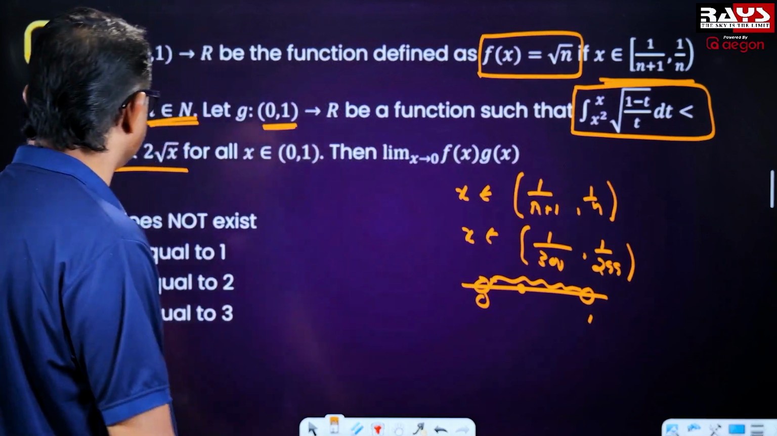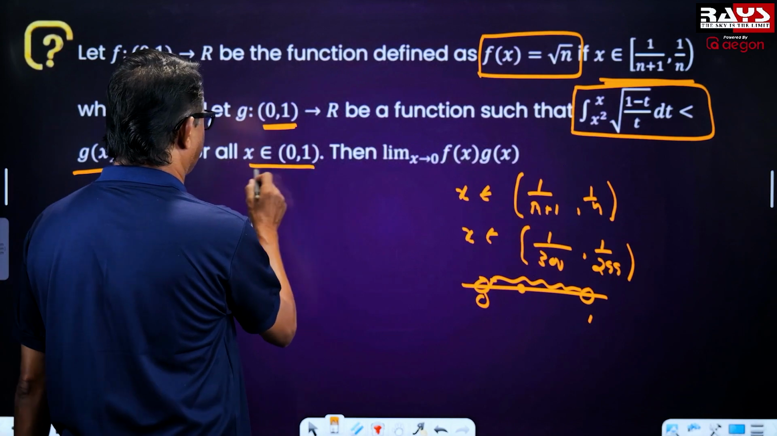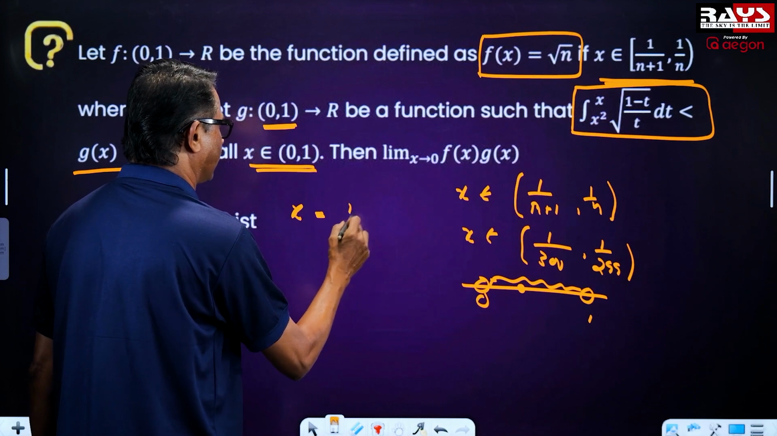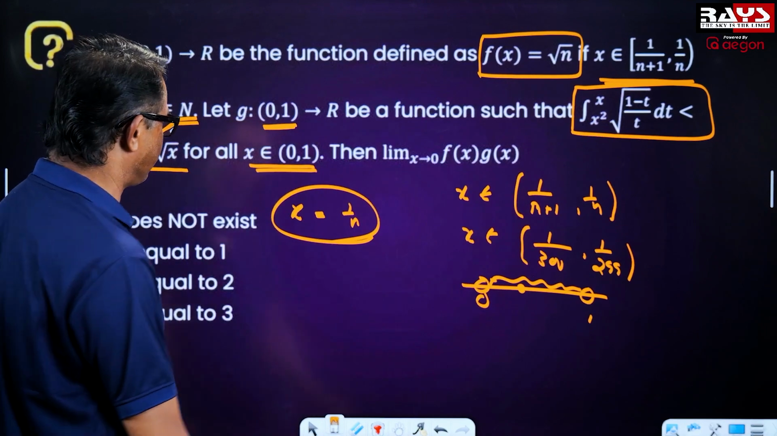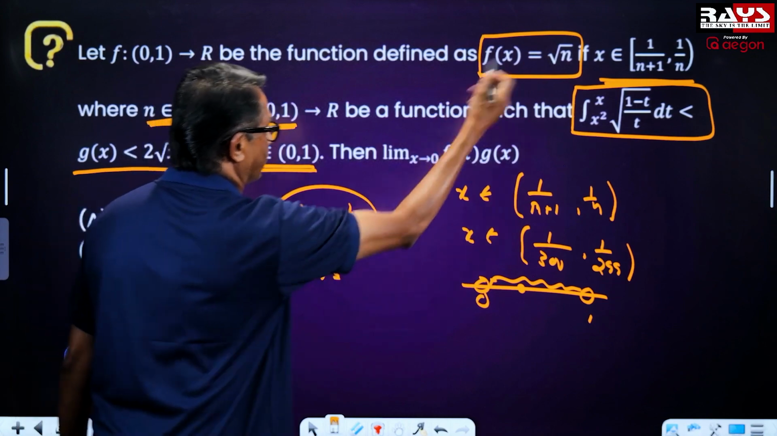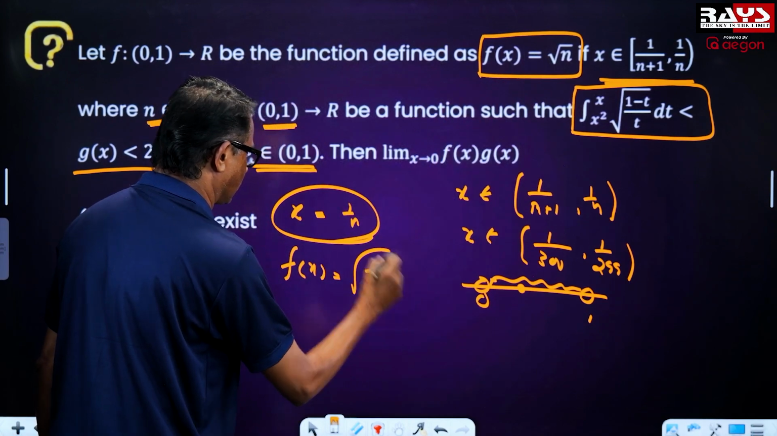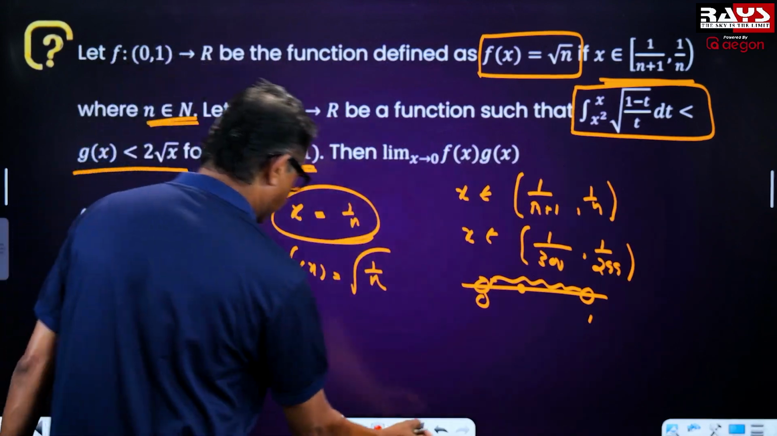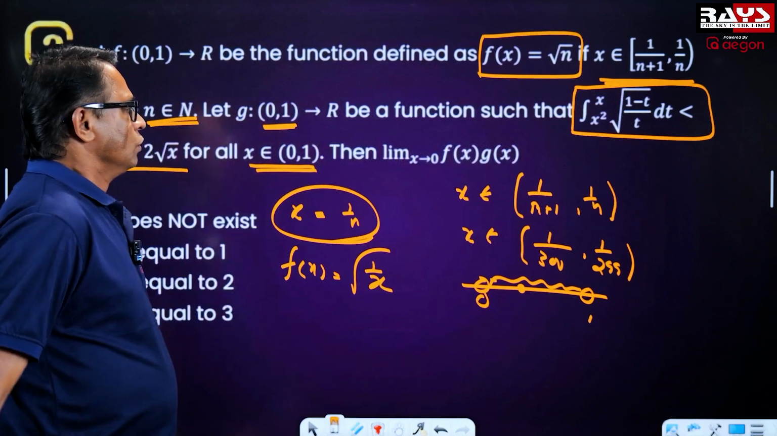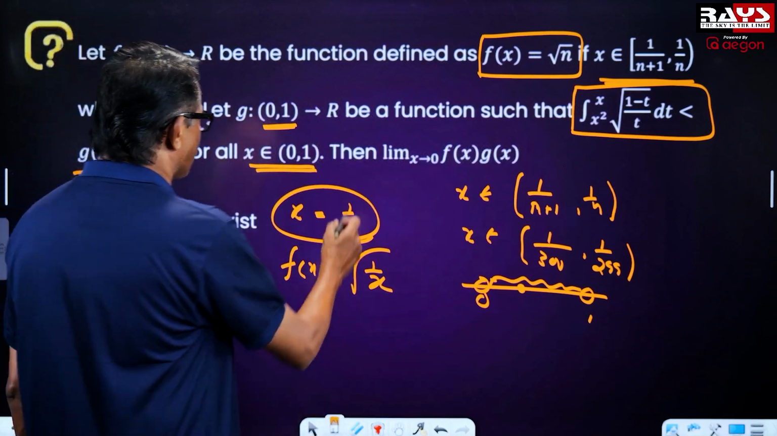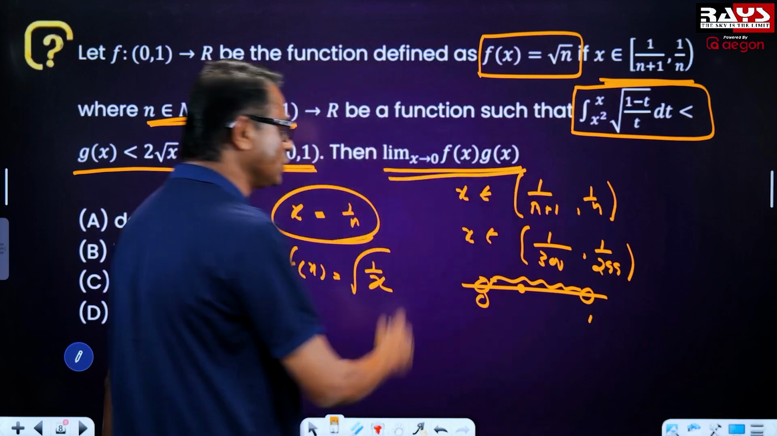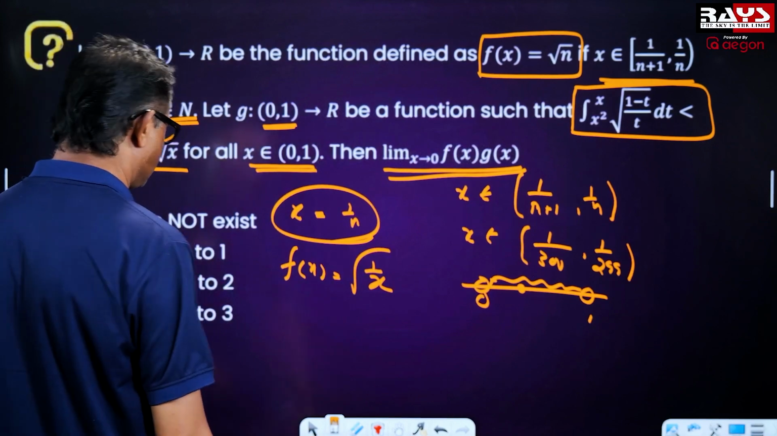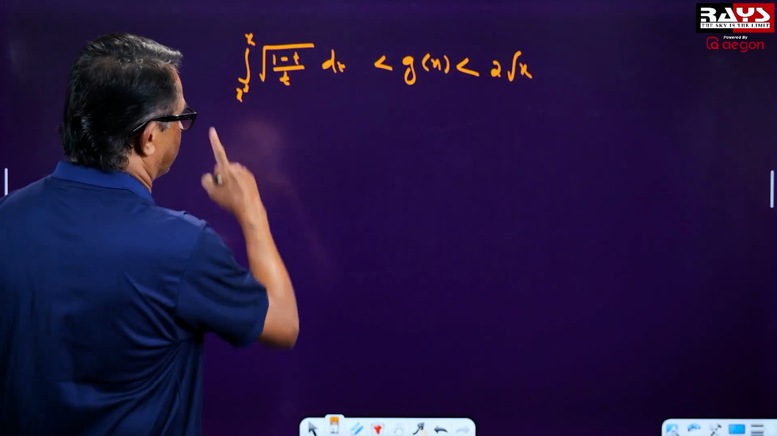So for all x belongs to 0, 1, x is of the form what? x is of the form 1 by n. f of x is equal to what? Root of n, where n can be written as 1 by x, because x is equal to 1 by n. Then we have to find out the limit as x tends to 0 of f of x into g of x. So this is the inequality given.